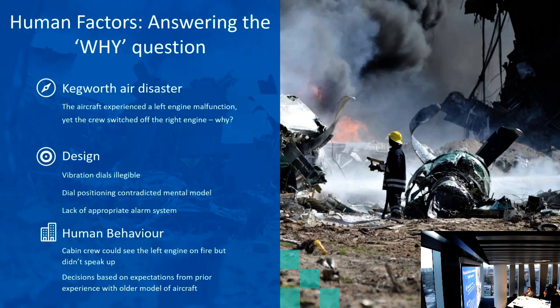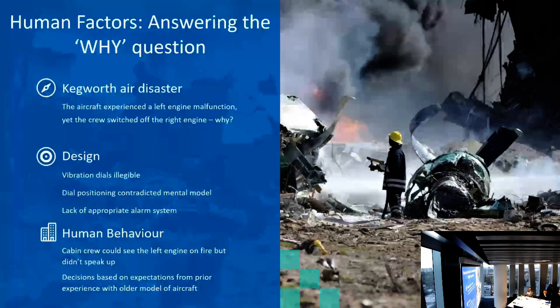An example of this is the Kegworth air disaster. This was a crash of a Boeing 737 in 1989, which crashed near the M1 near Kegworth. Essentially, shortly after takeoff, the aircraft experienced a left engine malfunction. The left engine suffered from excessive vibration and eventually ended up going on fire and then not working at all. During the procedure of the incident, the crew ended up switching off the right-hand engine. So they switched off the only functioning engine that they had left. Why did they do that? Why did they behave in that way? What led up to that error occurring?